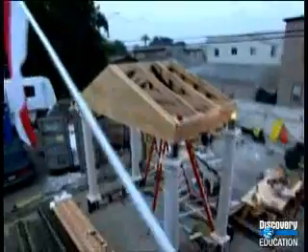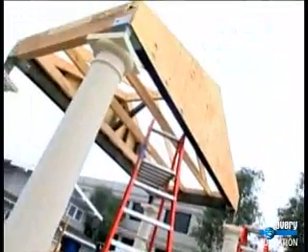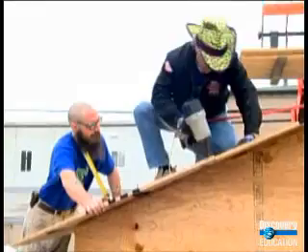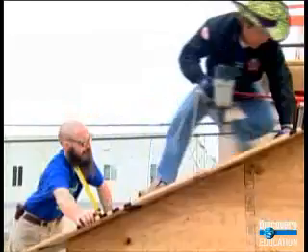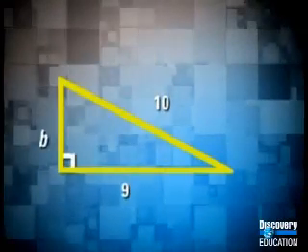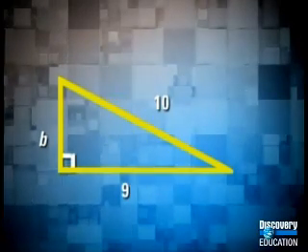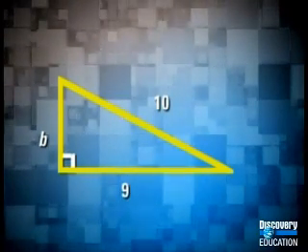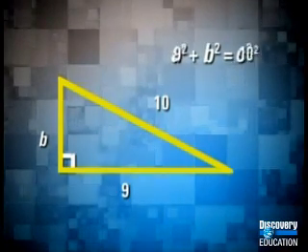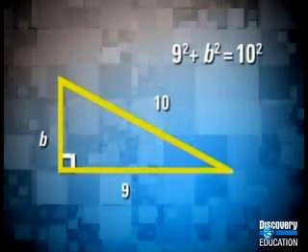Now, say the carpenter already knows the length of the triangle's hypotenuse and the length of one of the legs, but needs to find out the length of the other leg. He can still use the Pythagorean theorem. He just rearranges the equation. Here's an example. If the hypotenuse has a length of 10 and one leg has a length of 9, he would rework the equation like this. He'd substitute the numbers and then solve for B.